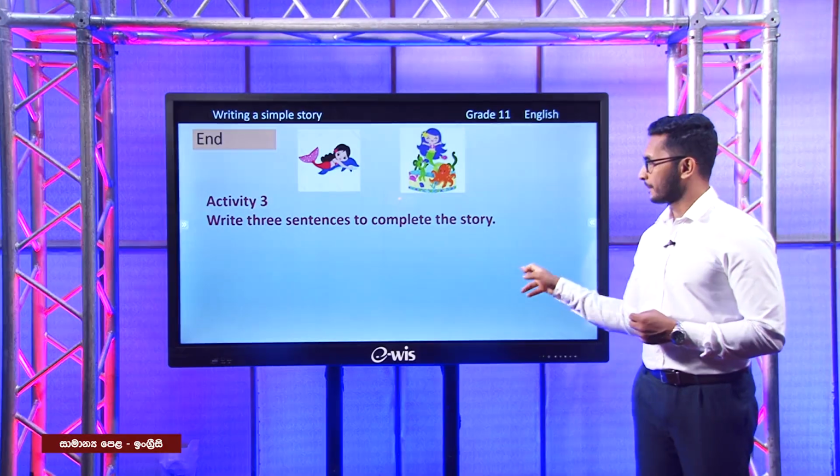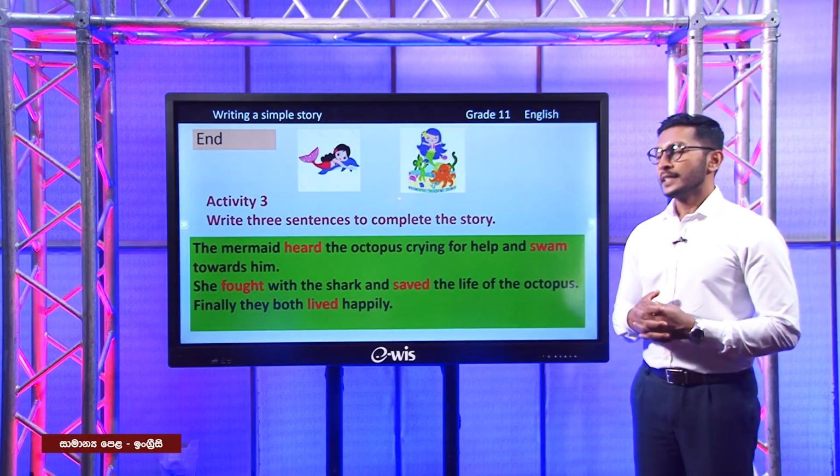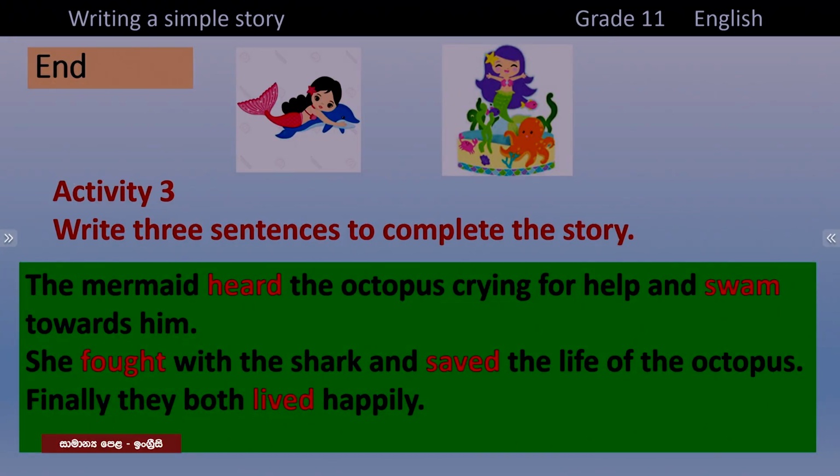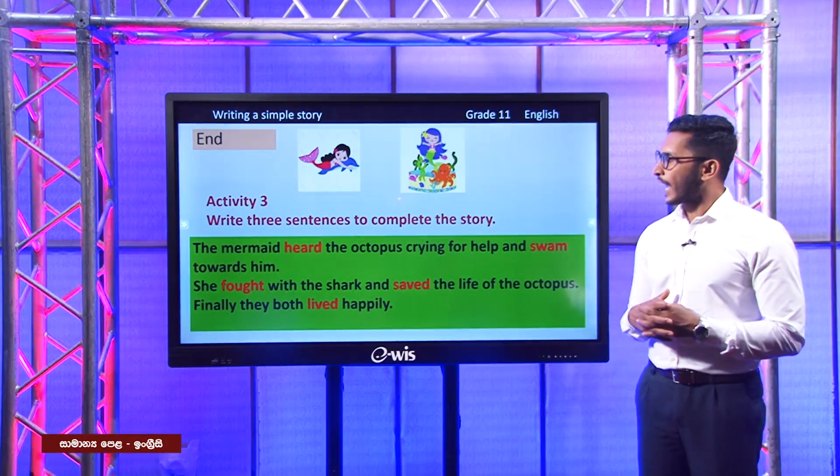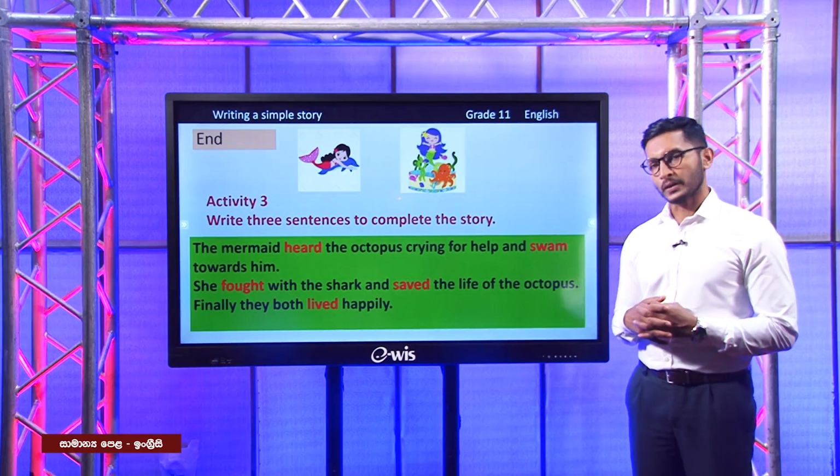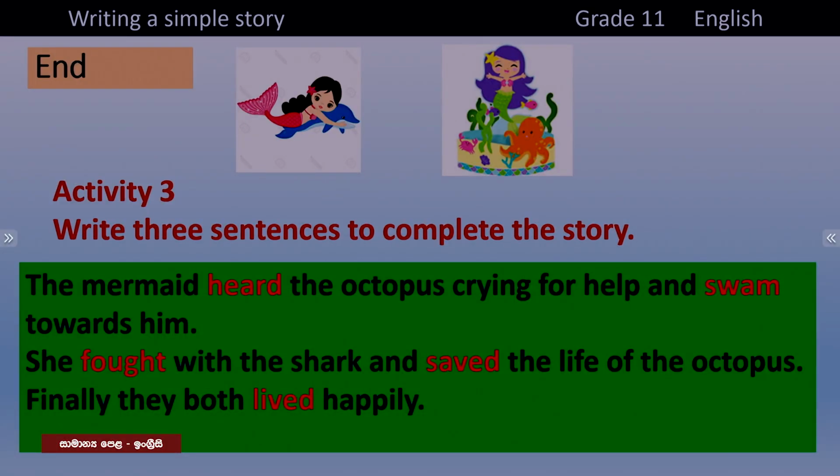Hope you have written the end part of the story. Let's see what I have written there. The mermaid heard the octopus crying for help and swam towards him. She fought with the shark and saved the life of the octopus. Finally, they both lived happily. So that is the story. Here again, I have highlighted the past tense of the verb. Heard, swam, fought, saved and lived.